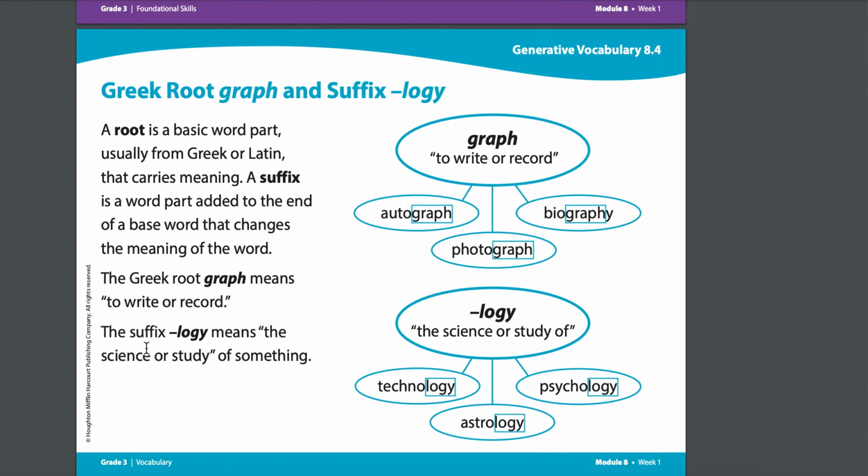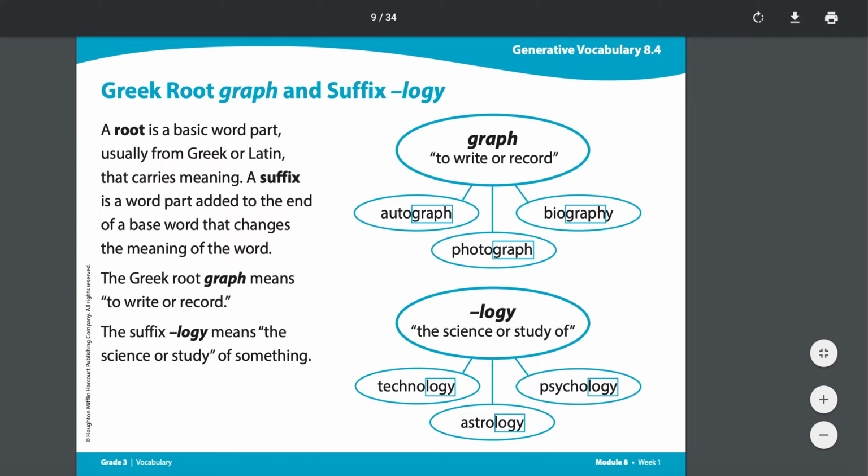Then let's talk about the suffix logi. That means the science or study of something. So let's look over here at our examples. Technology. Technology is the use of science to invent useful things or solve problems. Technology involves the study of science. So when I see the suffix logi in other words, I know the words are nouns that will have to do with the science or study of things. So we have technology, astrology, and psychology.